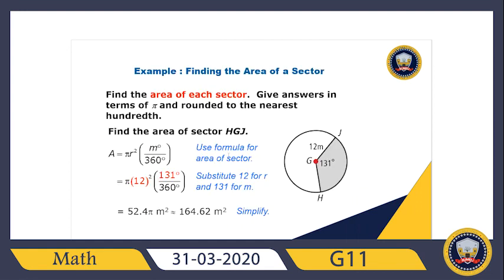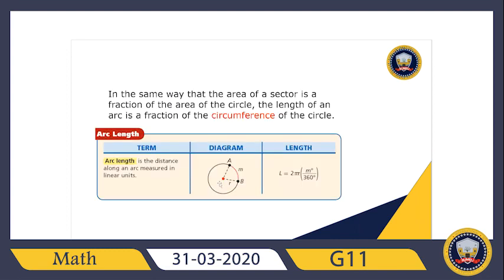We also took some examples of how to find the area. For example, in this case, if it's 131, we can just take the angle, and r in this case is 12, and we can get the area of this sector. So now let's talk about another thing: instead of finding the area of one of these sectors, we have to find the length of this arc, which is the arc opposite to this central angle.